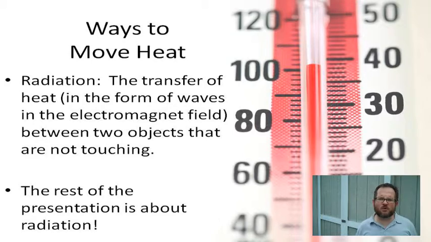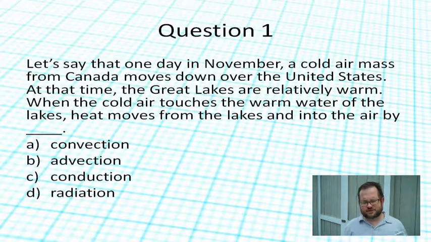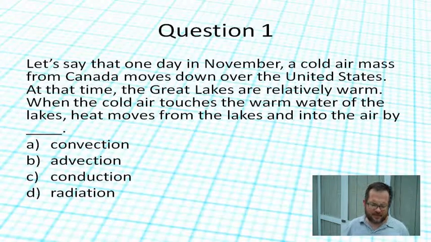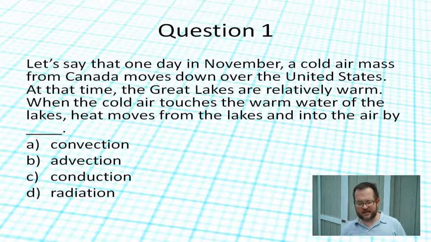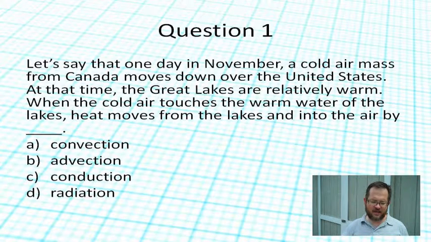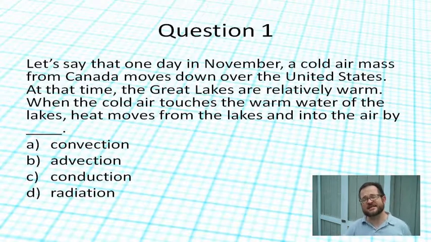But before we move forward, I want to ask you a quick question, just so that we break this lecture up a little bit. Let's say that one day in November, a cold air mass from Canada moves over the United States. And let's say at that time the Great Lakes are relatively warm, they haven't frozen yet. When this cold air touches the relatively warm water of the lakes, heat is going to move from the lakes into the air by A, convection, B, advection, C, conduction, or D, radiation.